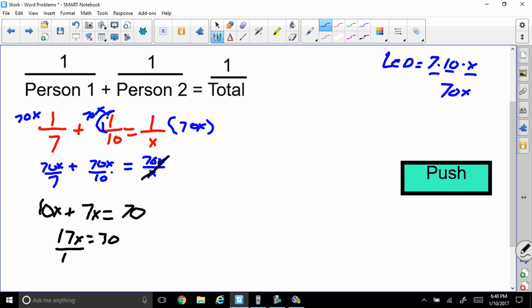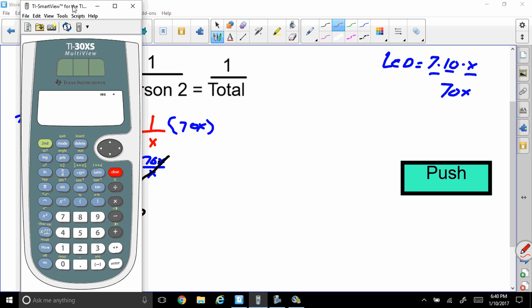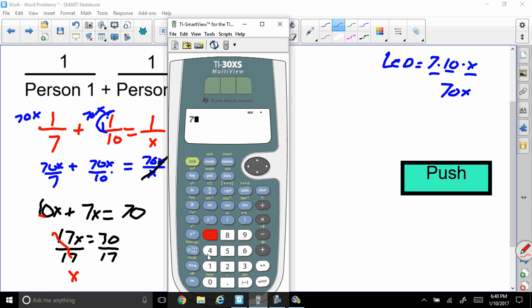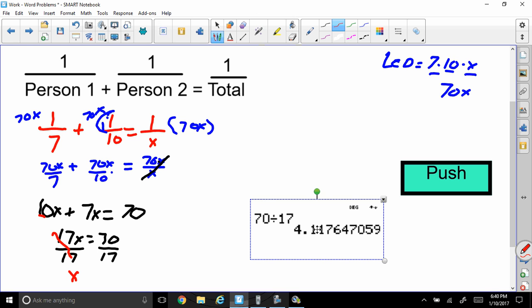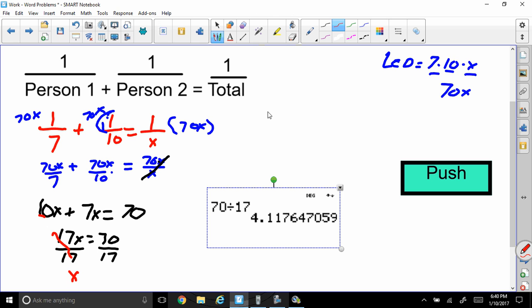Now if we divide both sides by 17, here's where a calculator would come in handy. Let me get my calculator. So bear with me a second. And let's move this over here. 70 divided by 17 equals, we got a lot of numbers because it didn't divide out evenly. So that would be our answer. X is equal to all of that.